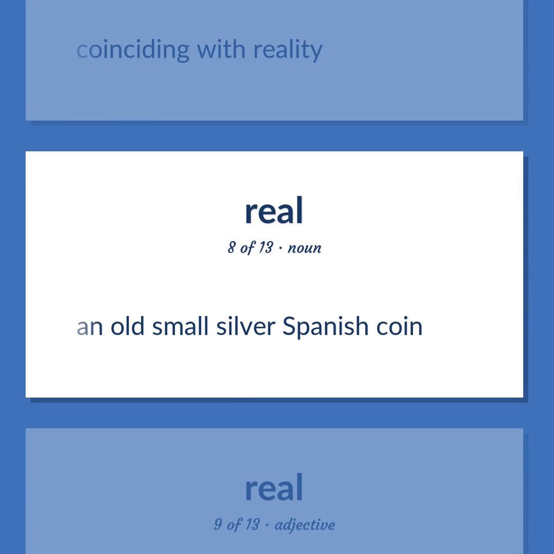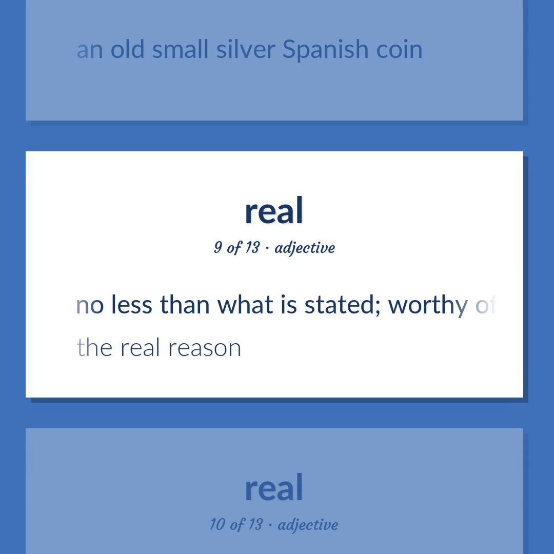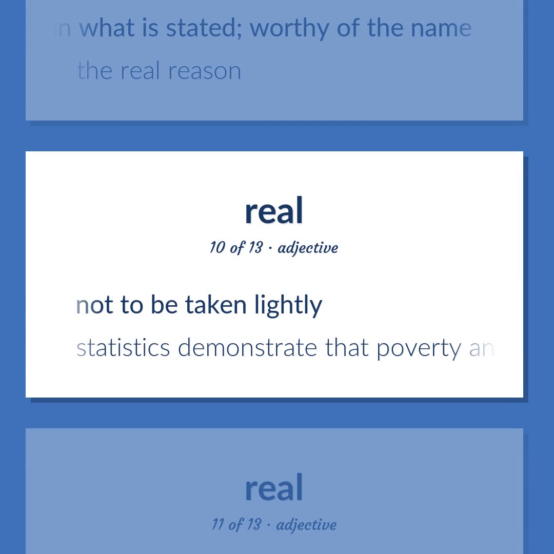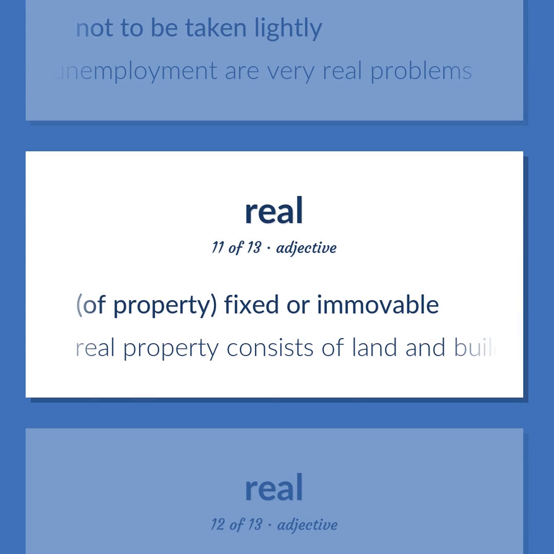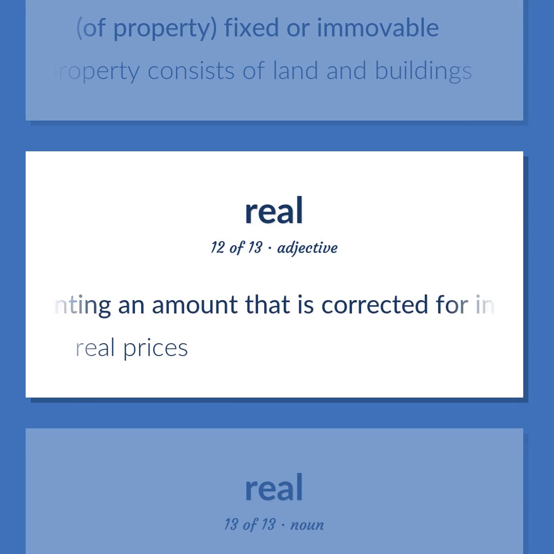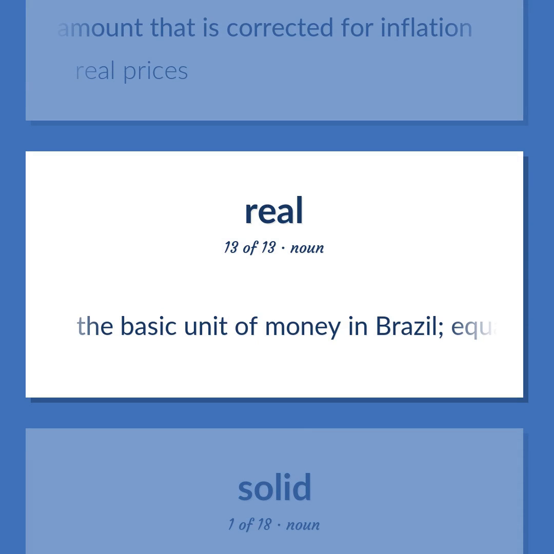An old small silver Spanish coin. No less than what is stated, worthy of the name. The real reason. Not to be taken lightly. Statistics demonstrate that poverty and unemployment are very real problems. Of property, fixed or immovable. Real property consists of land and buildings. Of, relating to, or representing an amount that is corrected for inflation. Real prices. The basic unit of money in Brazil, equal to 100 centavos.